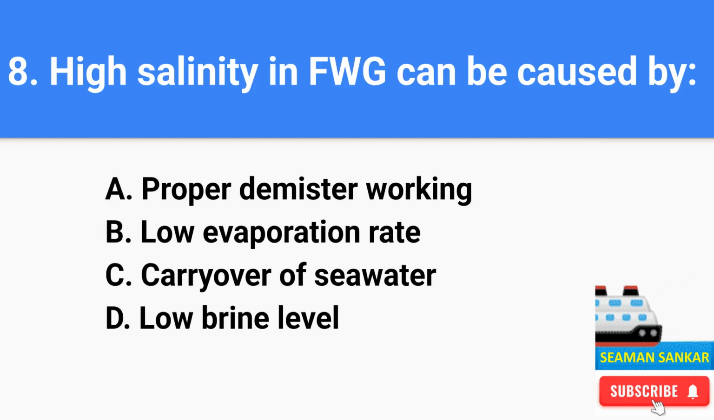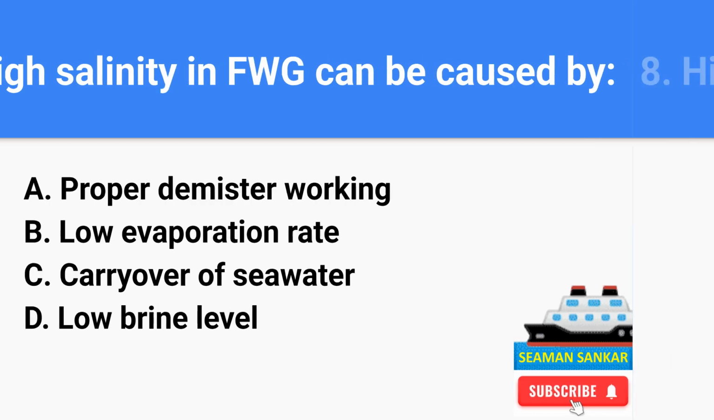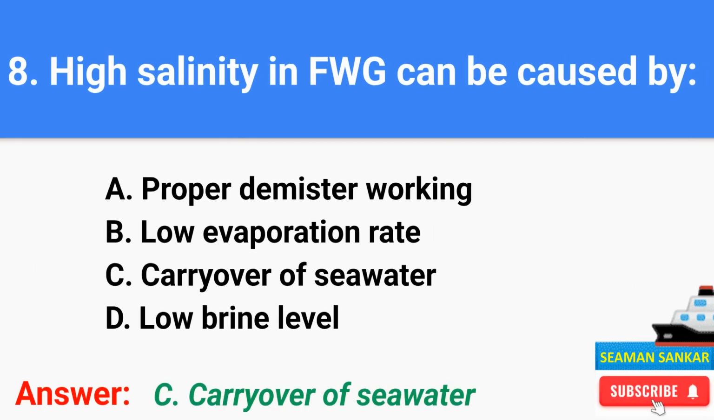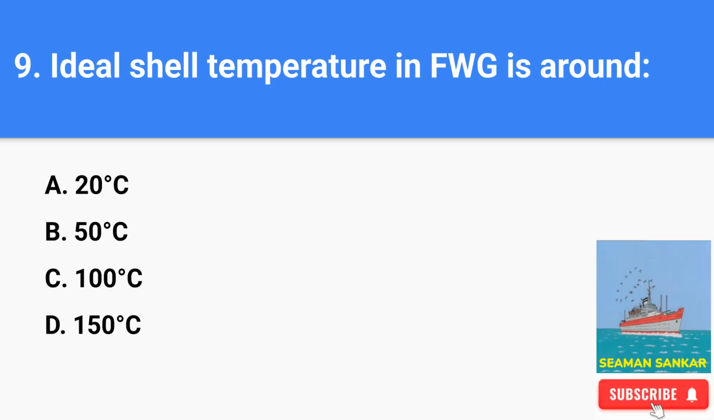Question 8. High salinity in the freshwater generator can be caused by A. Proper demister working. B. Low evaporation rate. C. Carryover of seawater. D. Low brine level. The correct answer is C. Carryover of seawater. If seawater is carried over with the vapor, it directly increases the salt content in the produced fresh water.